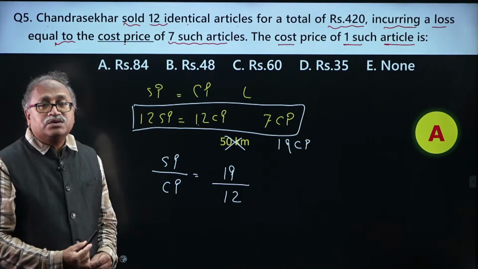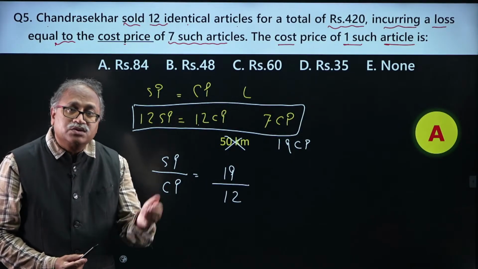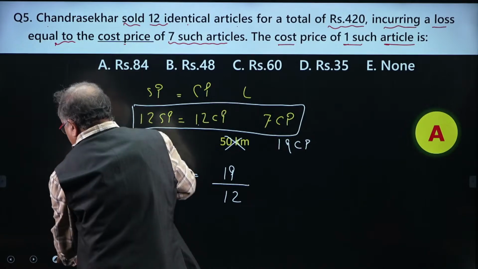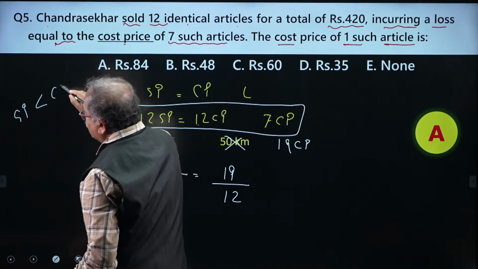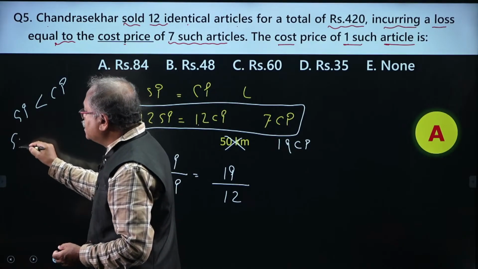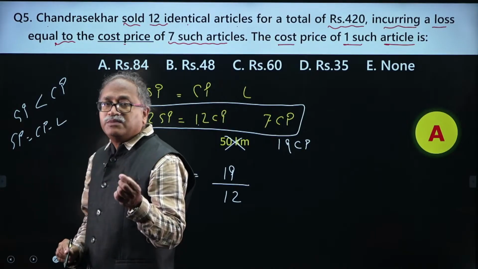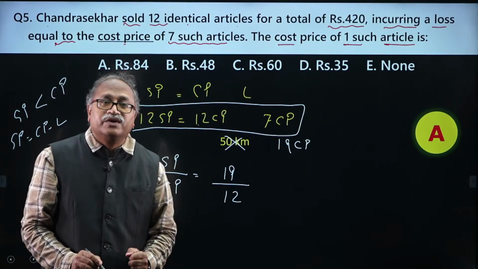In case of loss, selling price is equal to cost price minus loss, because in case of loss, selling price will be less than cost price. So, what is selling price? Selling price is equal to cost price minus loss. By mistake I wrote it plus loss. I am extremely sorry for this.